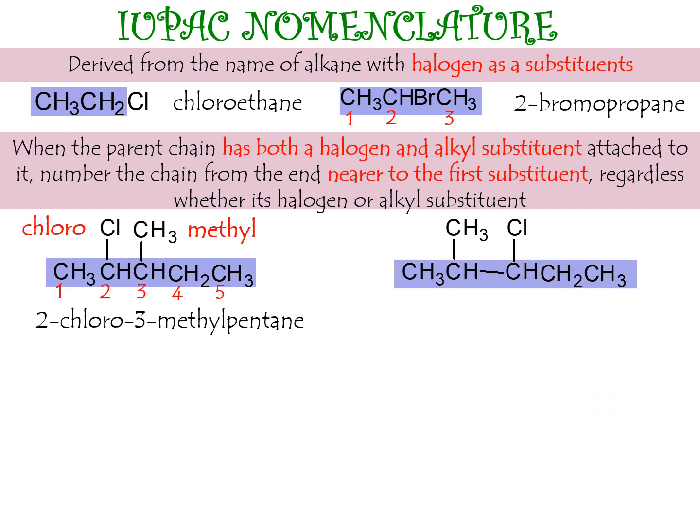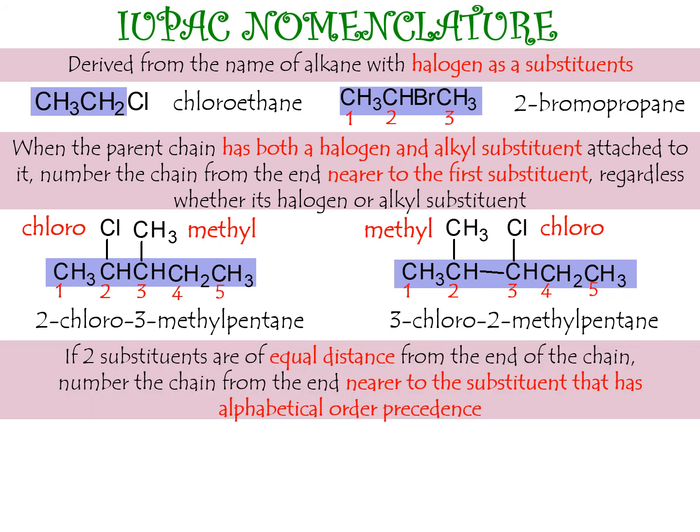The next example also contains 5 carbons in the parent chain. Therefore, the parent name is pentane. There are 2 substituent groups, methyl and chloro. Give numbers to the parent chain to locate the position of both substituent groups. Number the parent chain from the end nearer to the first substituent. Therefore, number 1 starts from the left-hand side of the parent chain. Now, methyl is located at carbon number 2 and chloro is located at carbon number 3. The IUPAC name of this compound is 3-chloro-2-methylpentane.